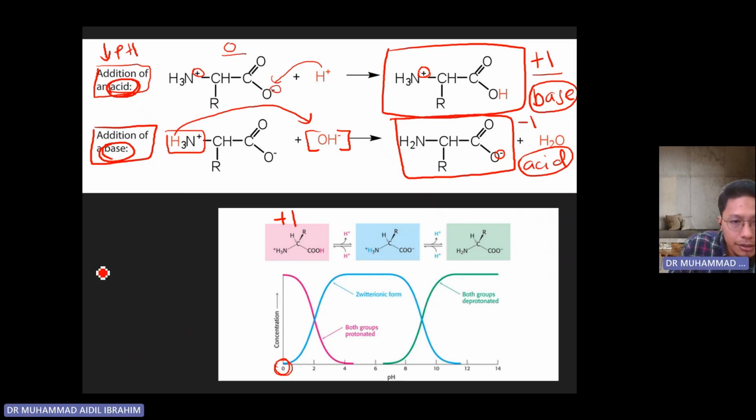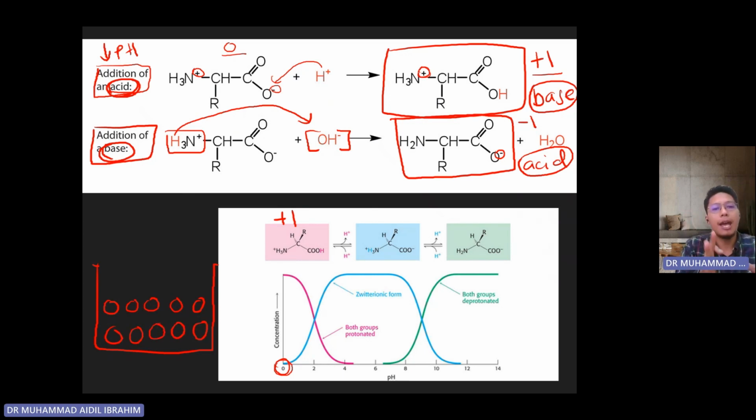So imagine in a container or in a beaker, if you will, you have 10 of the amino acids. For example, let's just make an example. There are 10 amino acids in this beaker. At this point, all of the amino acids are 100% +1 charge. So it has the highest concentration. The protonated group is the most here, which is 100%. If there are 10 amino acids in there, there are 10 of the protonated group right here. So again, at the lowest pH, 100% of all the amino acids have +1 charge.